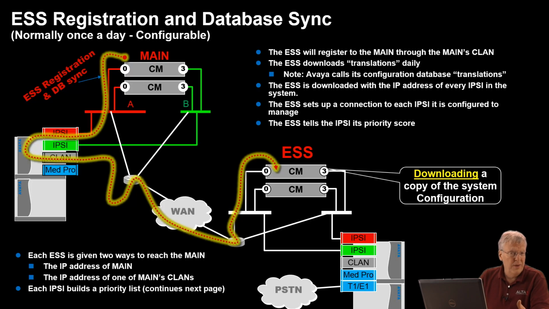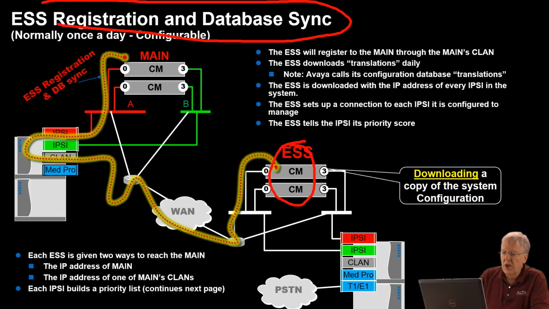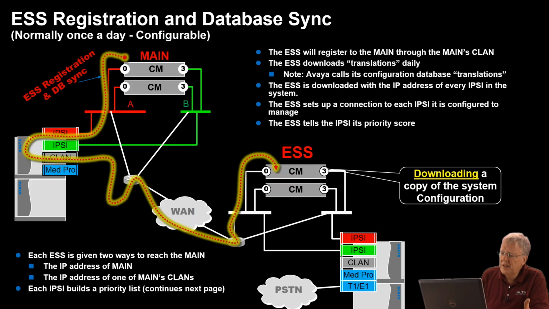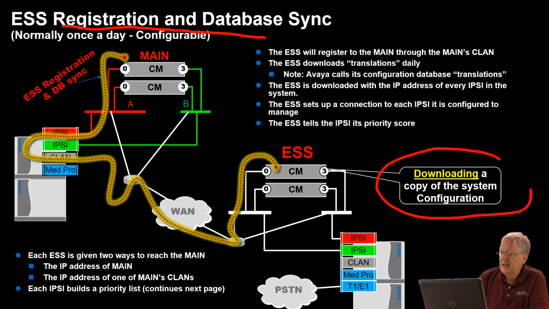But to keep the diagram reasonably simple, I'm showing that the CMM will pull its database synchronization through a CLAN, basically through a 1 megabit per second bottleneck in the G650. This would be the gateway that's configured with the IPSIs to connect to Communications Manager. But the config wasn't that big, and it worked. So what I'm showing you here in the ESS registration and database is that the ESS is now downloading, and he's dropping the new config in.